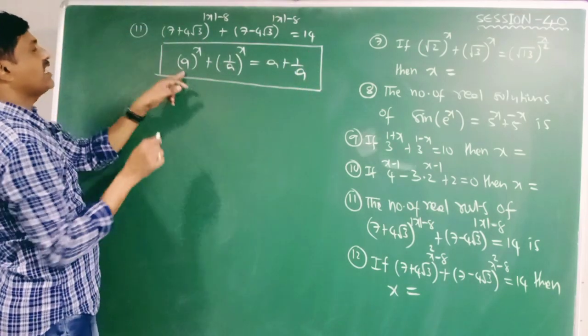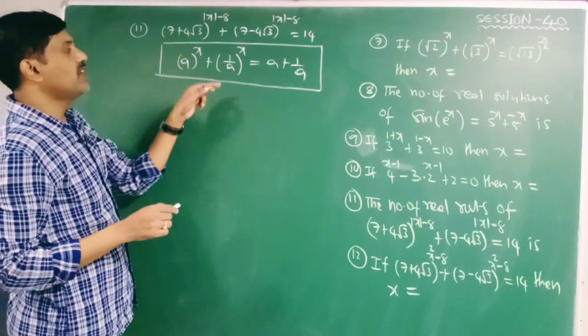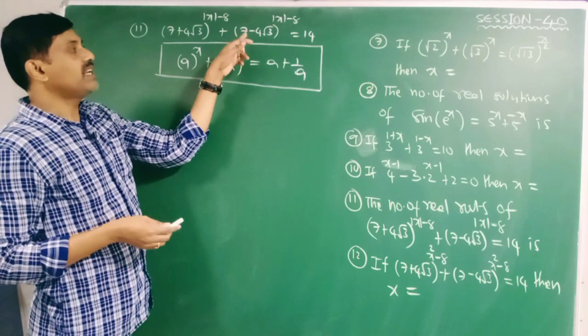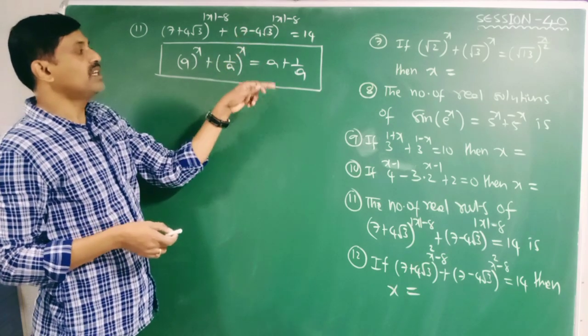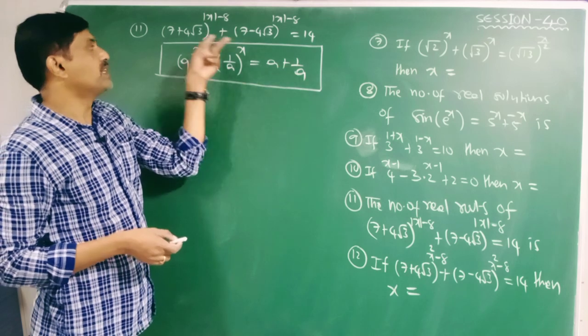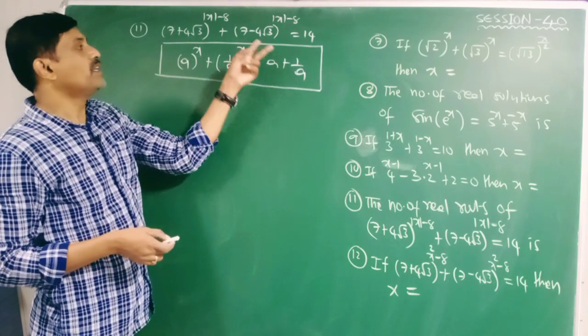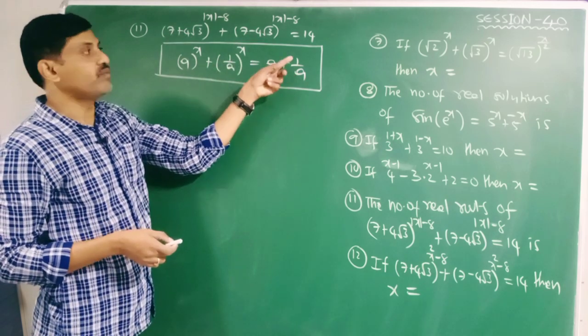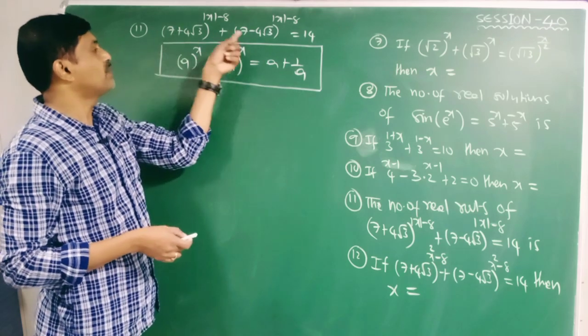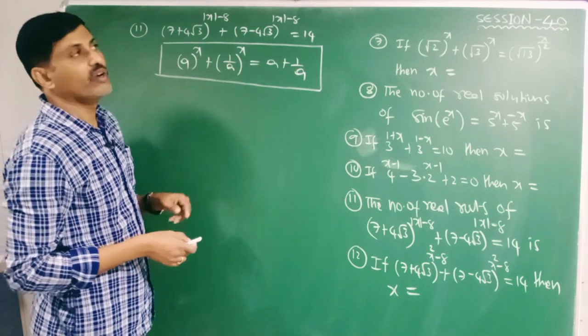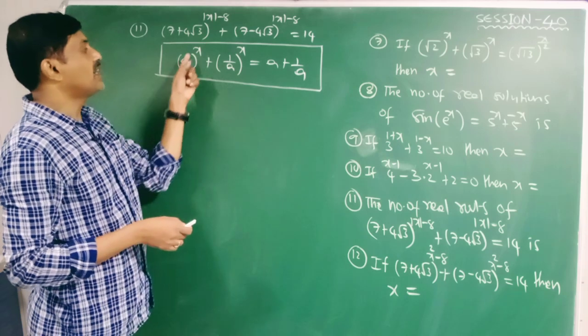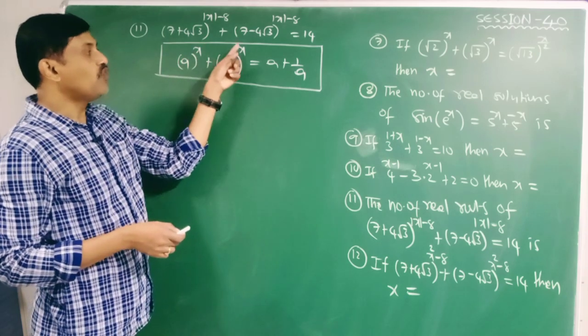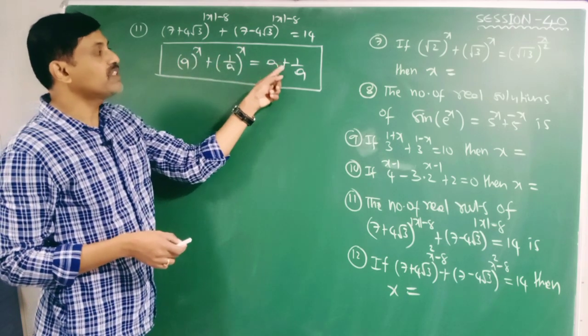What is a here? 7 + 4√3. What is 1/a? It is very clear, 7 - 4√3. So a + 1/a is 7 + 4√3 plus 7 - 4√3. The 4√3 terms cancel, and 7 plus 7 becomes 14. So our question is in the form a^x + (1/a)^x = a + 1/a.